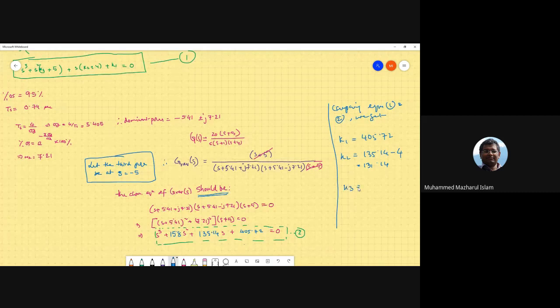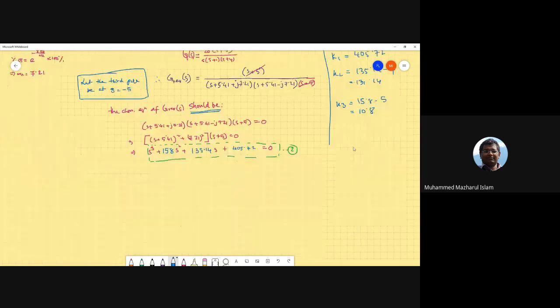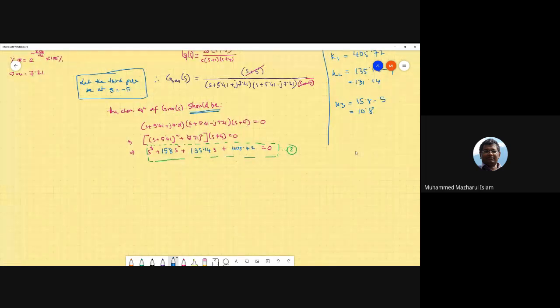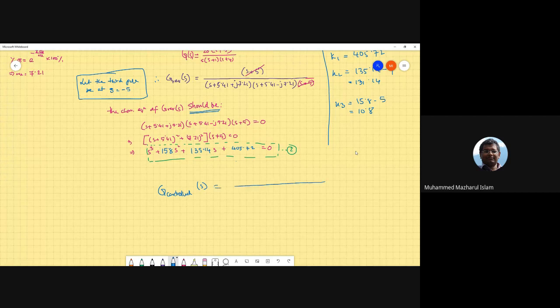So K3 finally. K3 is, if you want to say something, raise your hands. If there are other issues, then wait. 10.8. So now we have our gains, and now my final controlled transfer function would be cancelling out everything. So I'm not rewriting this s+5. So these would cancel out. So therefore 1 divided by something. Okay, the dominant poles.